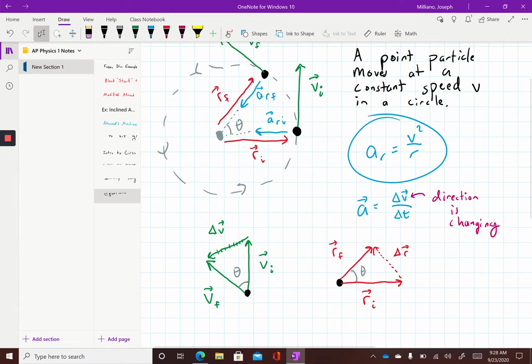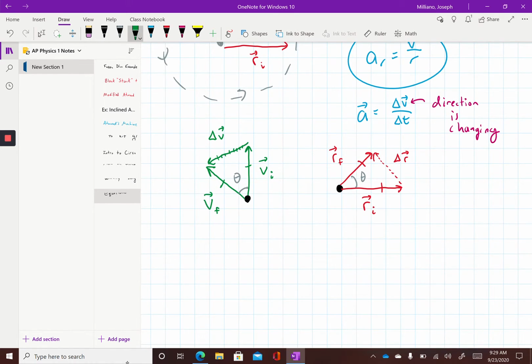Now, here's where the geometry comes in. We have these two sides. This is an isosceles triangle, right? The speed isn't changing. Similarly, the radius here, this triangle is an isosceles triangle because the size of the radius of the circle isn't changing. And so these are isosceles triangles which share an angle between the two congruent sides. As such, the velocity triangle is similar to the radial triangle or the radius triangle.